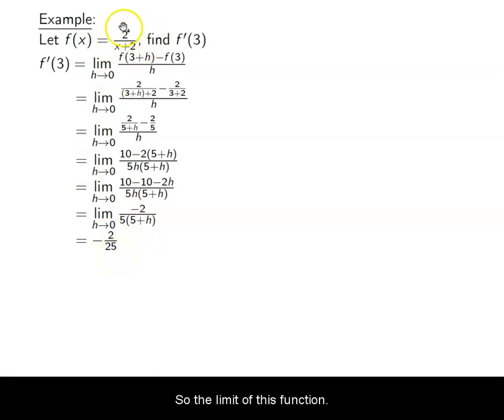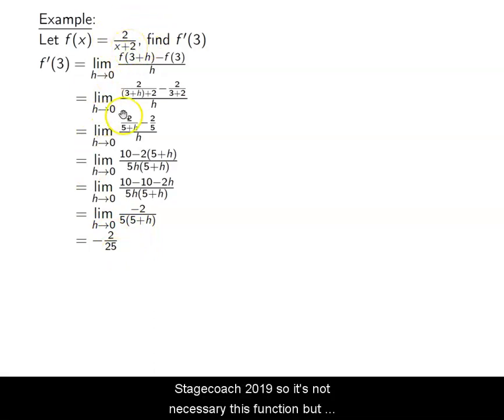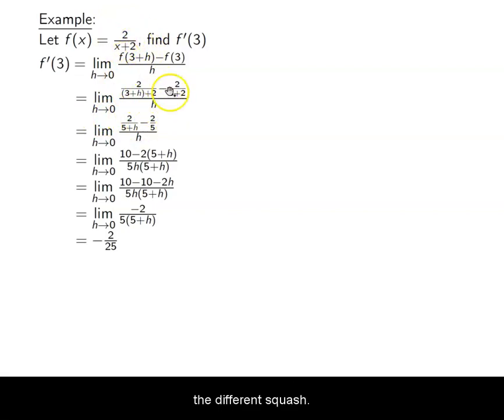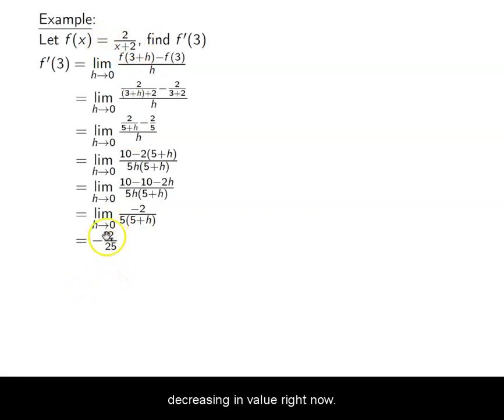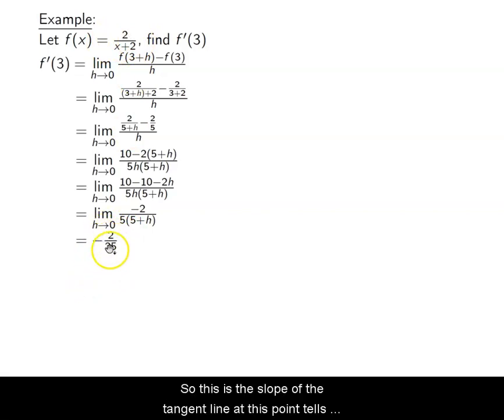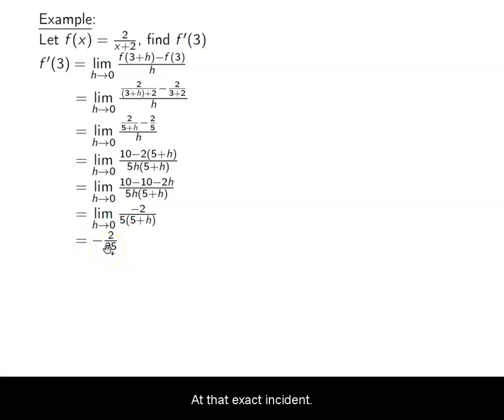So the limit as h goes to 0 of the difference quotient is negative 2 over 25. This means that at x equals 3, this function is changing at a rate of negative 2 over 25. So it's decreasing in value. It's a negative slope. This is the slope of the tangent line at this point. It tells me how I'm changing instantaneously at this point. So at x equals 3, my function is decreasing because the slope is negative. Negative rate of change. And this is how much is changing at that exact instant in time.